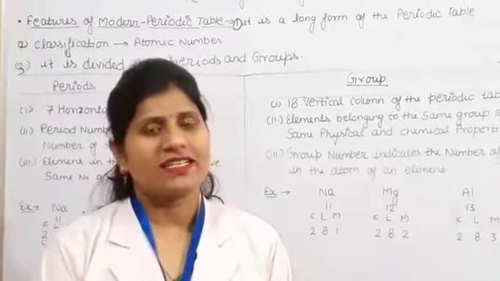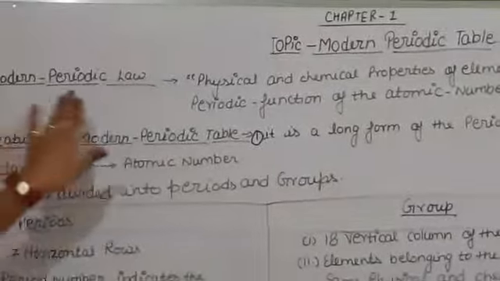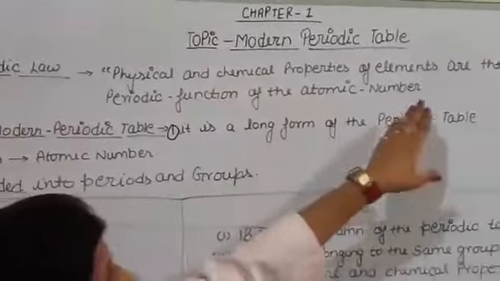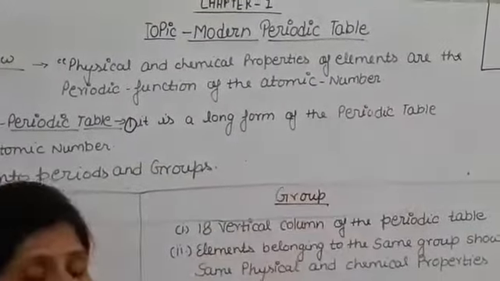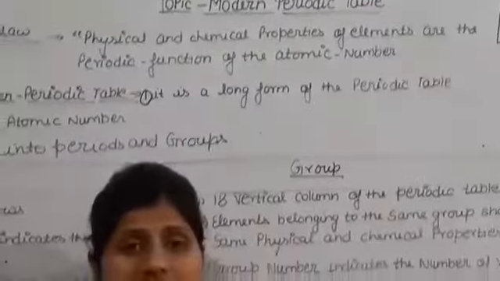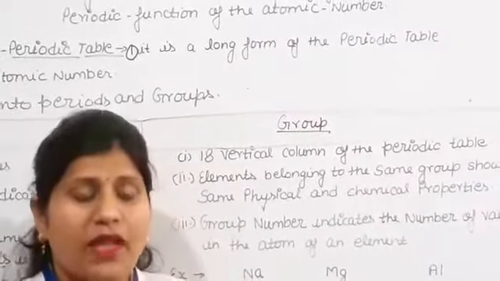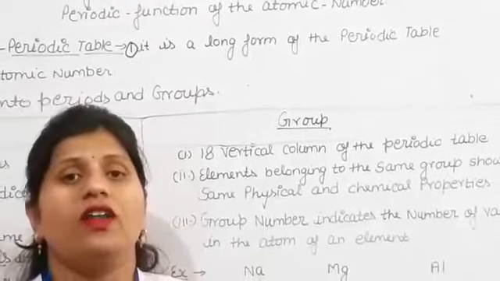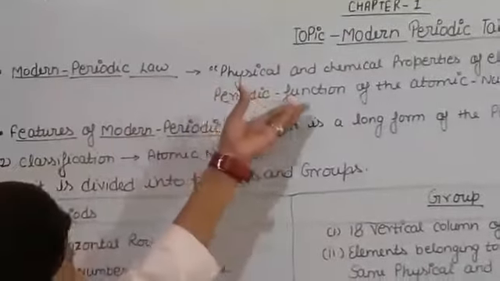So students, let's start our first topic, which is the modern periodic table. Students, modern periodic law. What is modern periodic law? Physical and chemical properties of elements are the periodic function of atomic number. What does it mean? It means that when elements are arranged in increasing order of their atomic number, then the chemical and physical properties are repeated after a fixed interval. This is the statement of modern periodic law.